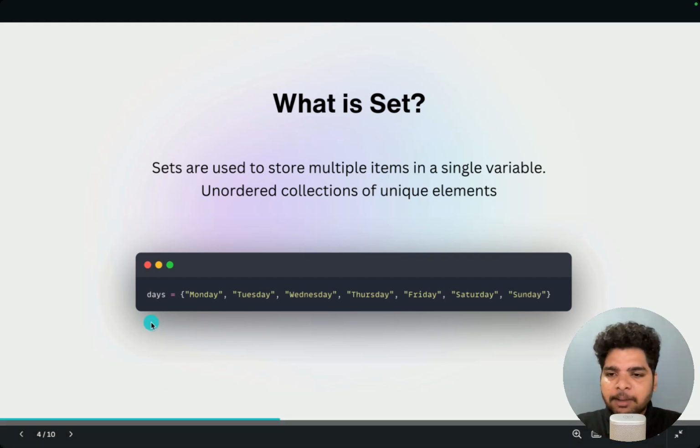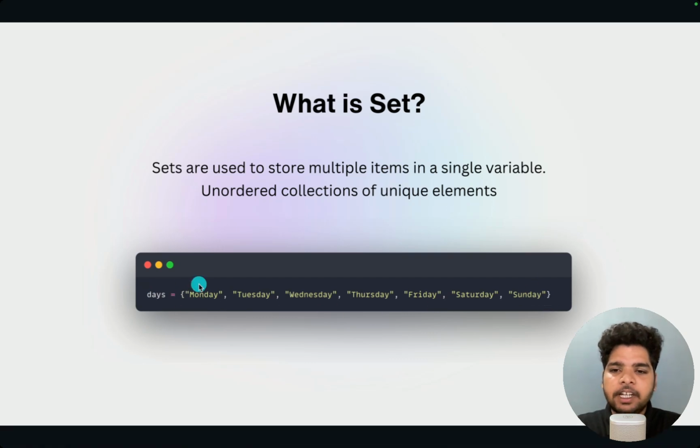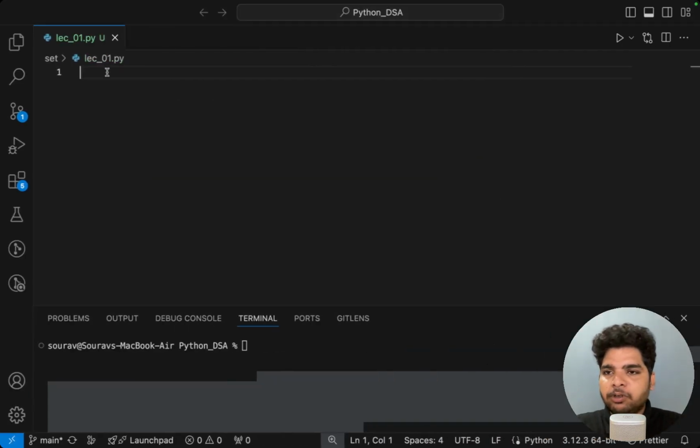Now here is an example. Here you can see there is a set of days in a week, and these are basically unique elements starting from Monday to Sunday, right? Okay, now let's go to our VS Code.